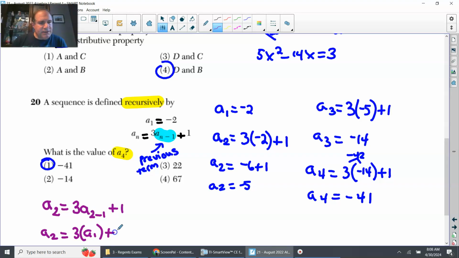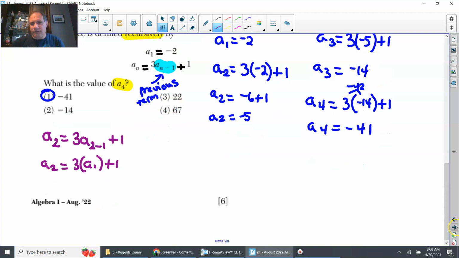So it's always the previous term. So you don't have to substitute it in all the time. Just think of it as the previous term and you won't get confused. And that is it for that question.